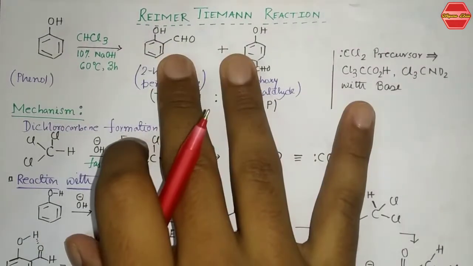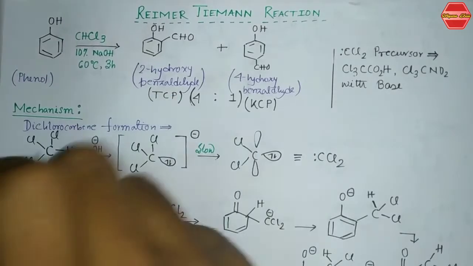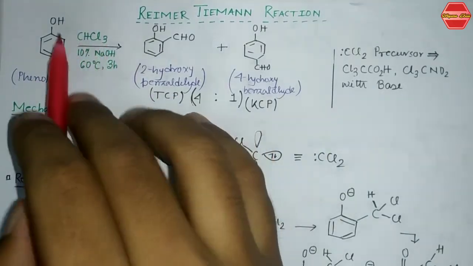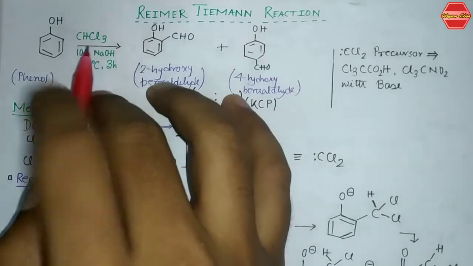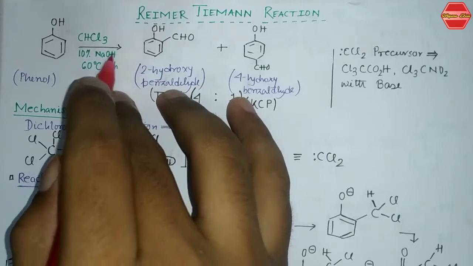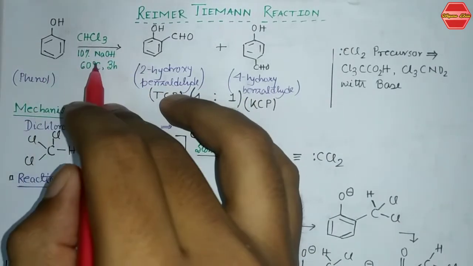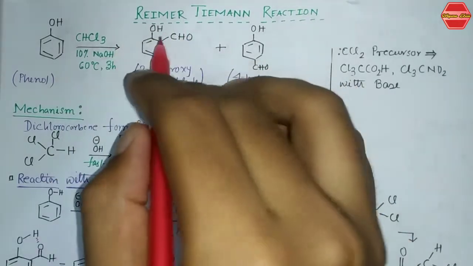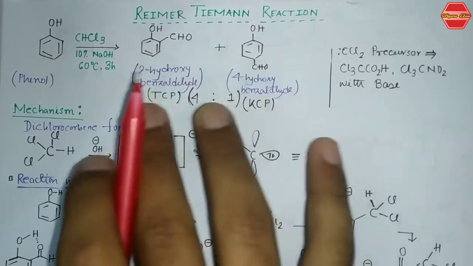Now how did they prepare this? Let's see the mechanism, the reagents, and the substrate. First of all, they started with phenol and used the basic reagents, CHCl3, that is chloroform, and sodium hydroxide, NaOH. If you heat in the presence of these at 60 degrees, you get these two products, but one is major and the other is minor.